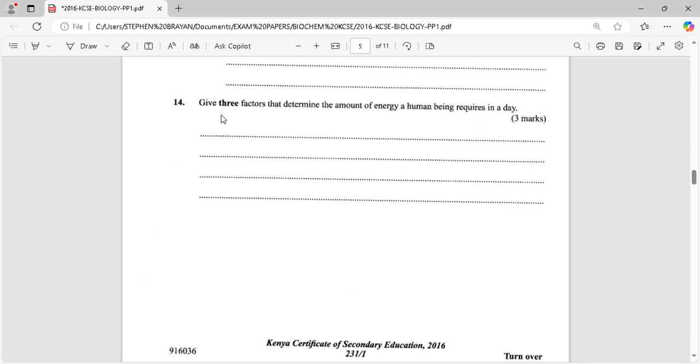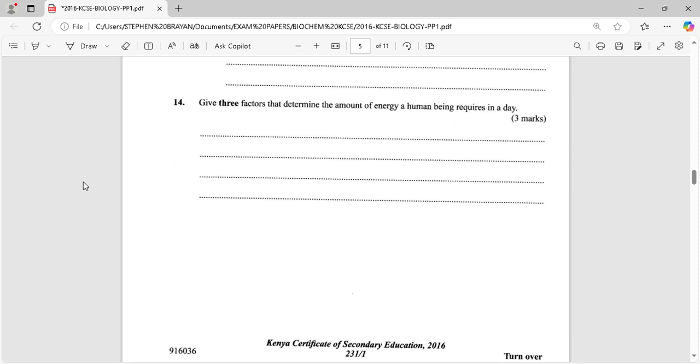Question 14, you are asked, give three factors that determine the amount of energy a human being requires per day. You need to be very keen with this question. This is a Form 1 question.